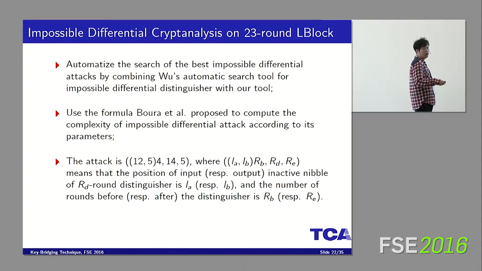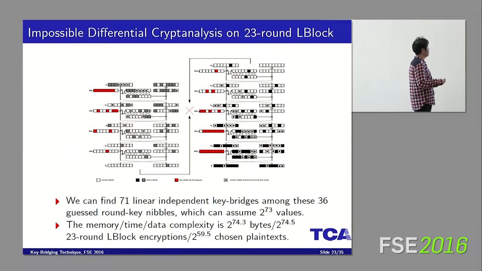This is the online phase of the attack. We can find 71 linearly independent key bridges among these 36 guessed key nibbles, which can assume 2 to the power 73 values. This is the attack complexity.